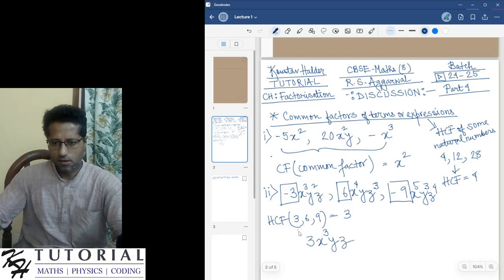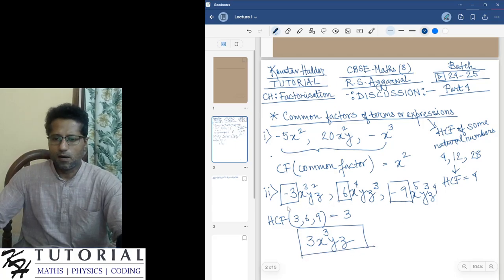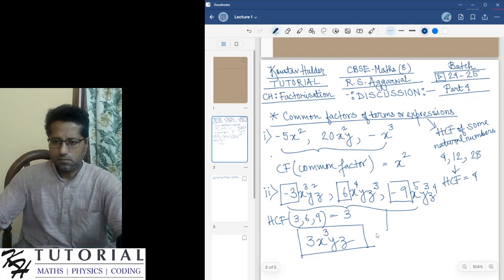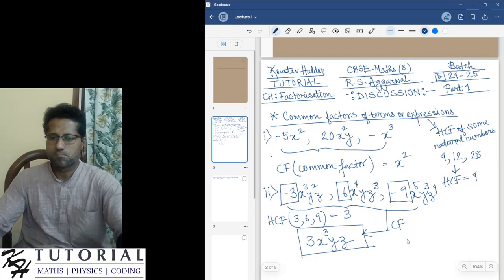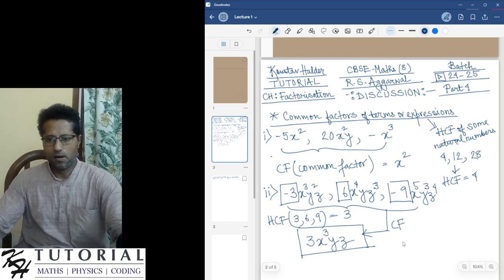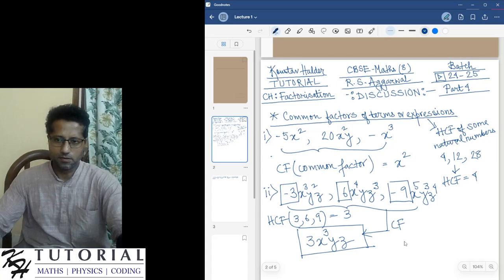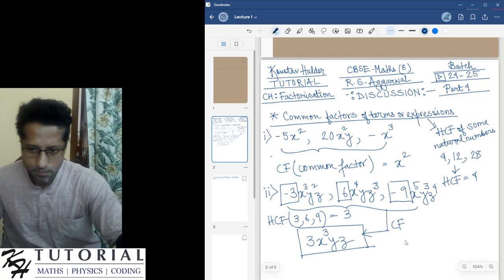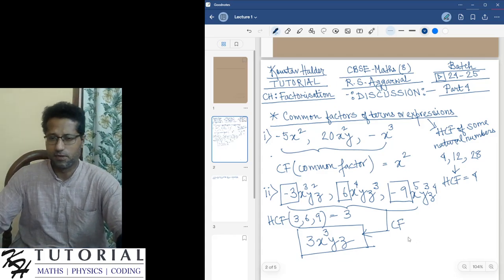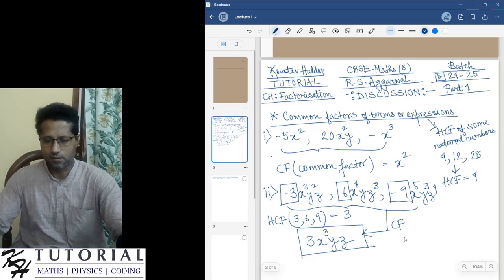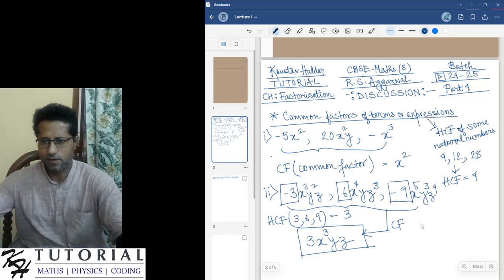So this is the common factor of these three terms. So this is how we find the common factors of some terms. Like if you have an expression of 2 or more terms, if you want to find the common factor, this is how you find the common factor.